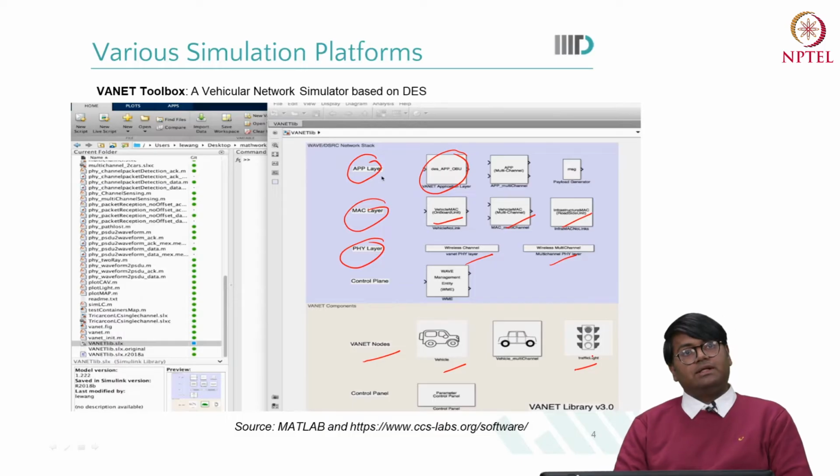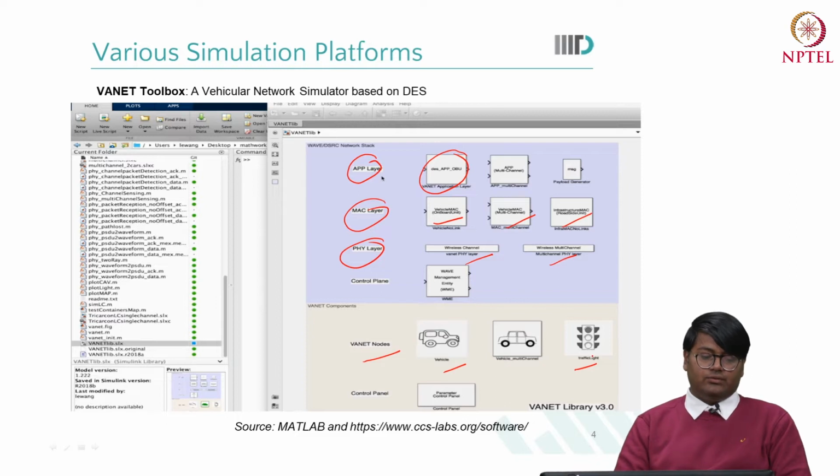Now, your simulation results such as packet delivery rate, end-to-end latency, or cumulative distribution function can easily be obtained using this VNAT toolbox. So this VNAT toolbox is open source on MathWorks File Exchange. It can be easily downloaded freely from MATLAB.